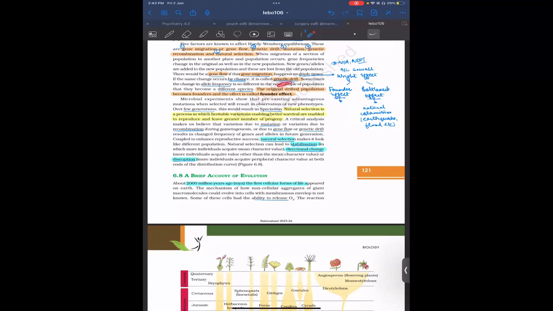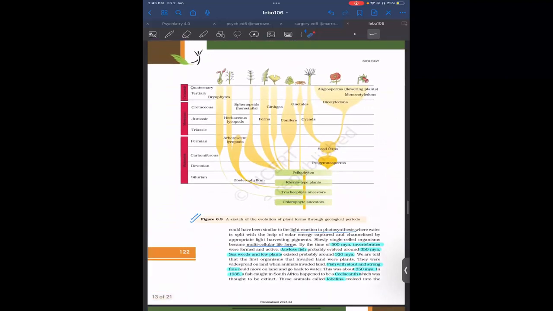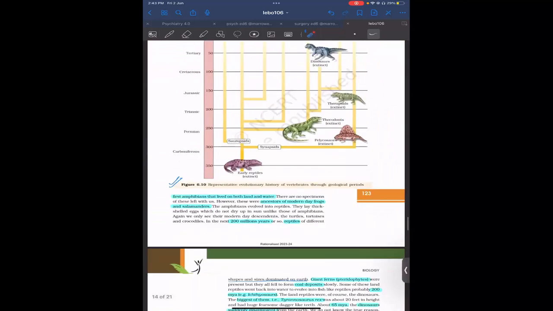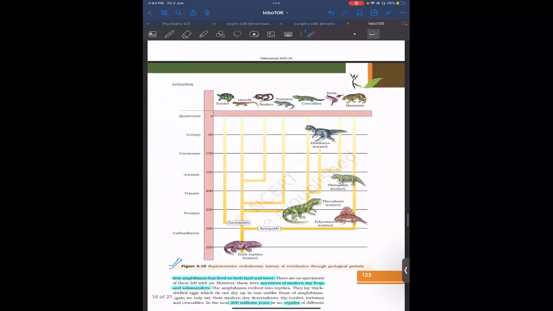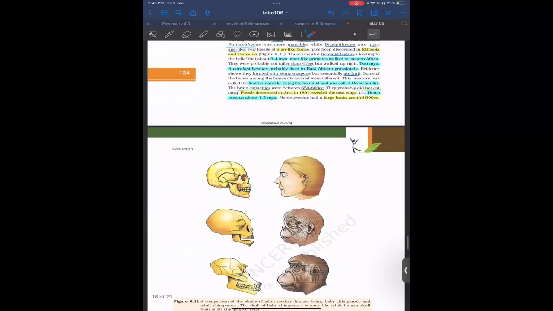This is the genetic drift. Genetic drift can be of two types, founder effect or bottleneck effect. Now the brief account of evolution. Here you need to learn about the timelines. Make a timeline and do learn the timeline and try to memorize these diagrams as well. And at the last, is humans.